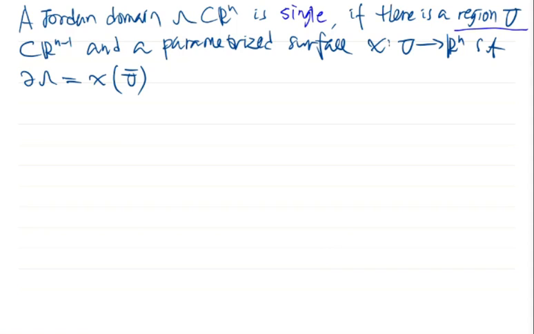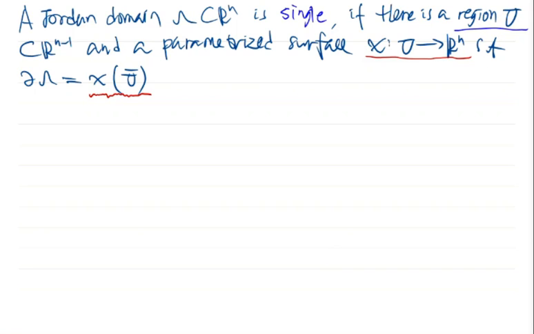Okay, the region is an open Jordan domain. So U is open, but X is defined on U. In our definition, X is defined on U, but we require the boundary of omega to be the image of the closure of U, that is including its boundary. But our X is only defined on U. How to explain the image of the closure of U?